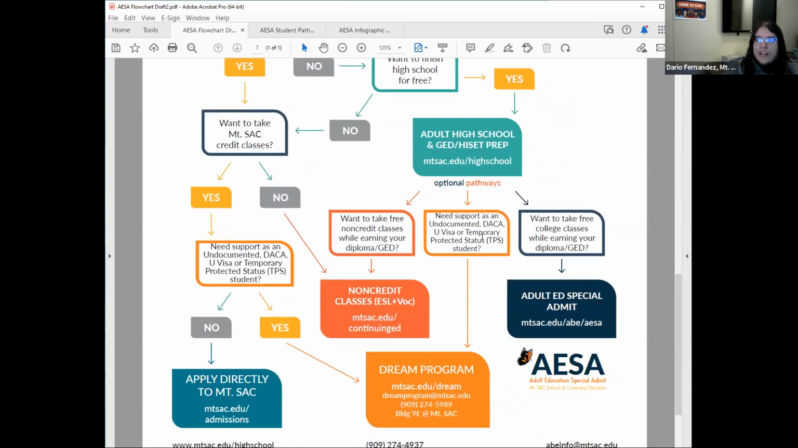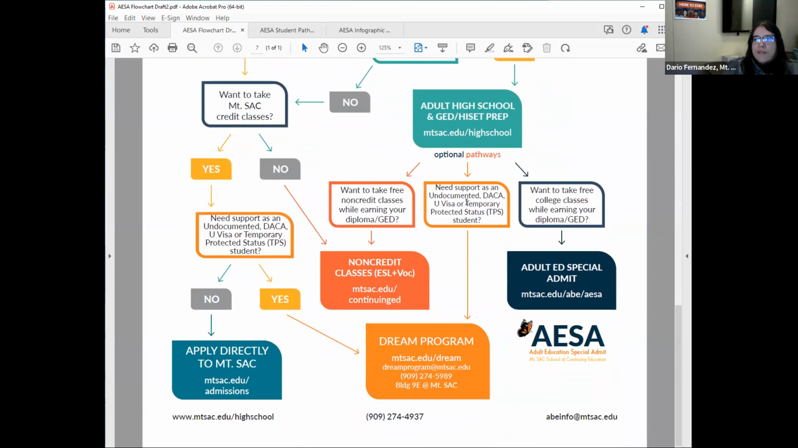However, at that point, if they self-identify as undocumented, they are then also referred over to the DREAM program, because then they'll be screened for that eligibility. We'll have that conversation with them so that they can understand how it could potentially inform them. And eventually they get routed back in order to go through the adult ed special admit program.